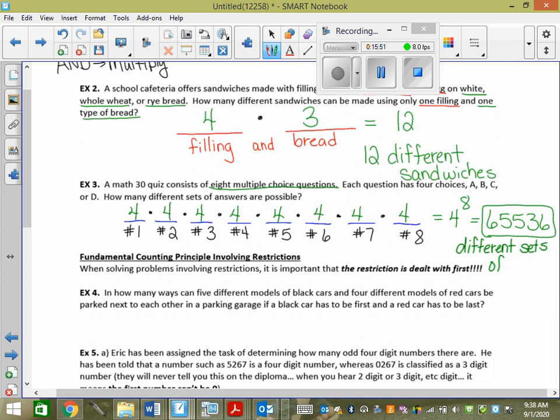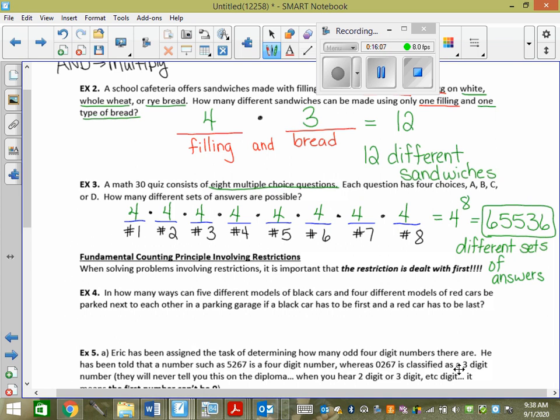So those people who don't study and think, I doubt these are you guys, but people who don't study and think they're going to get 100% on an 8-question multiple choice by guessing, they have a 1 in 65,536 chance. Probably not happening, but you know.